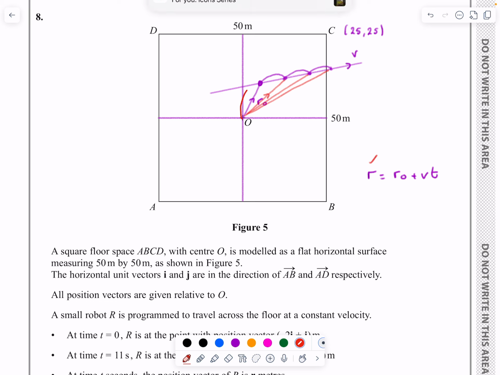I always think about it as get onto the line first of all using r0, and then move up the line v, up the line 2v, up the line 3v. Well, that's where my t comes in. How many lots of v am I adding on to that? Okay, that's a very quick bit of revision for what's actually going to be going on with our question here.